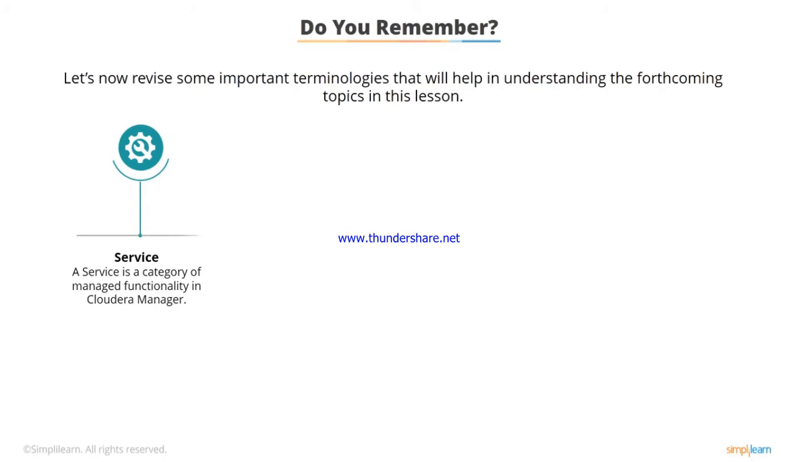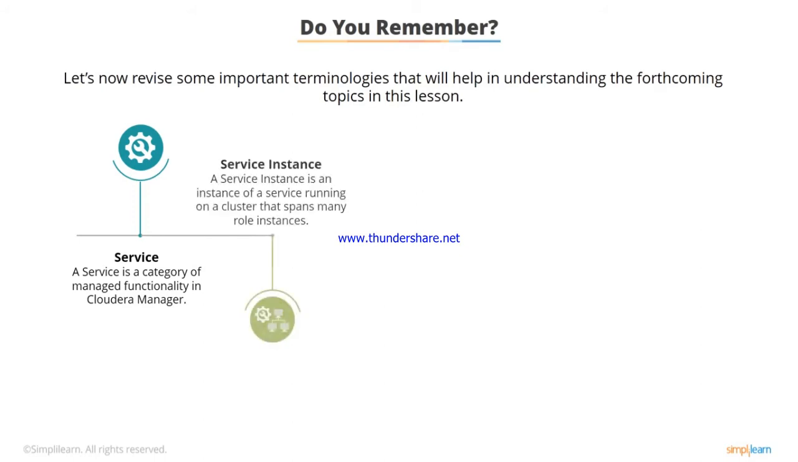In traditional environments, multiple services may be run on one host. In distributed systems, the services may run on many hosts. Some examples are HDFS, MapReduce, YARN, Sqoop, and Hive. A service instance is an instance of a service running on a cluster that spans many role instances. Examples are HDFS and YARN.